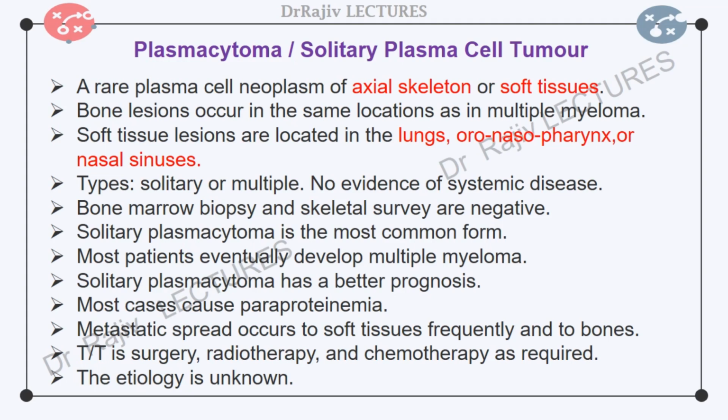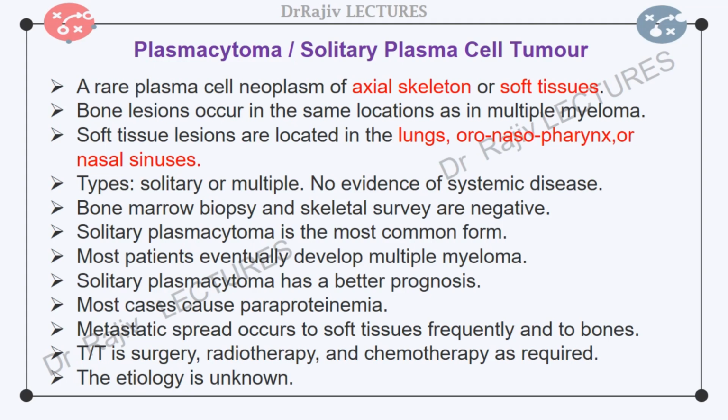Solitary plasmacytoma is the most common form of plasmacytoma. More than half of patients who present with a solitary plasmacytoma eventually go on to develop multiple myeloma. Solitary plasmacytoma has a better prognosis than multiple myeloma. Some patients have a considerable disease-free interval and a few remain continuously free of disease.